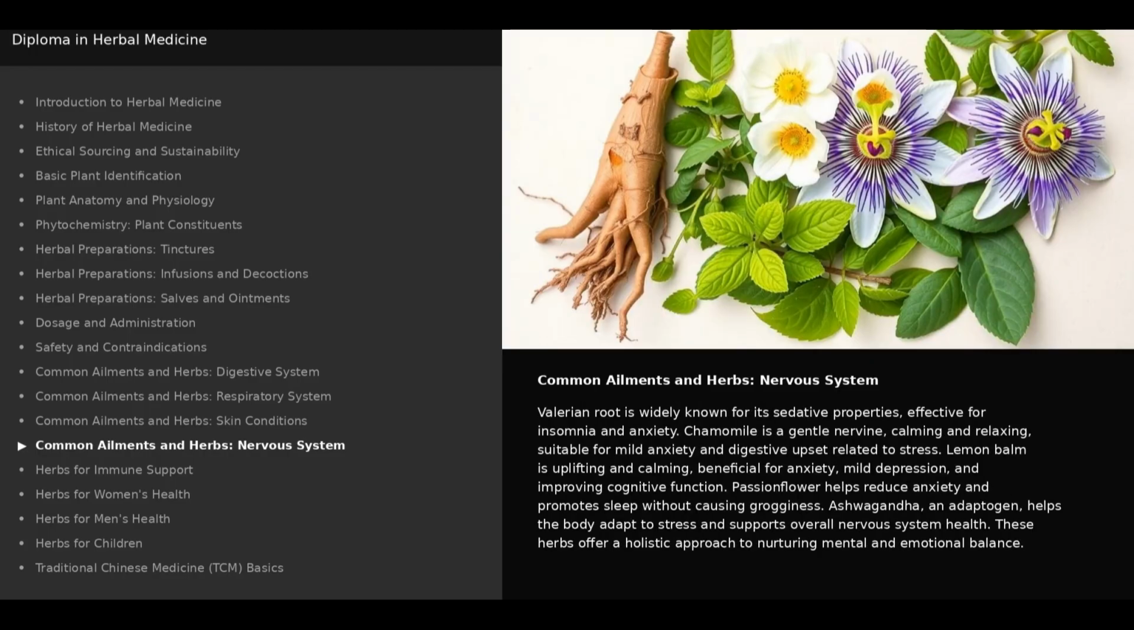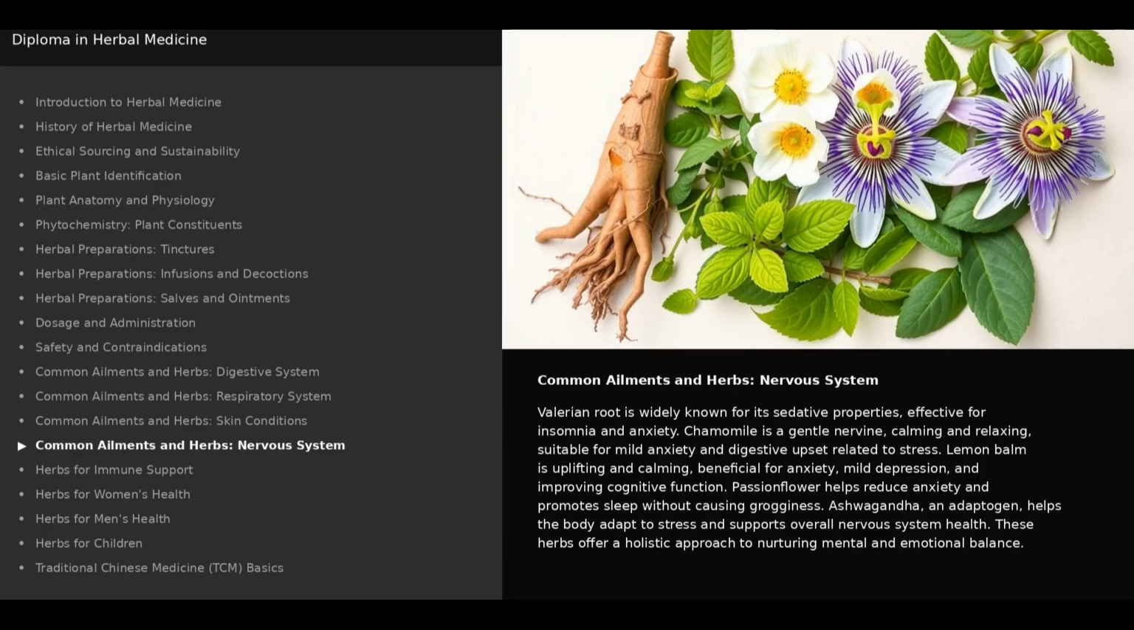Valerian root is widely known for its sedative properties, effective for insomnia and anxiety. Chamomile is a gentle nervine, calming and relaxing, suitable for mild anxiety and digestive upset related to stress. Lemon balm is uplifting and calming, beneficial for anxiety, mild depression, and improving cognitive function. Passion flower helps reduce anxiety and promotes sleep without causing grogginess.